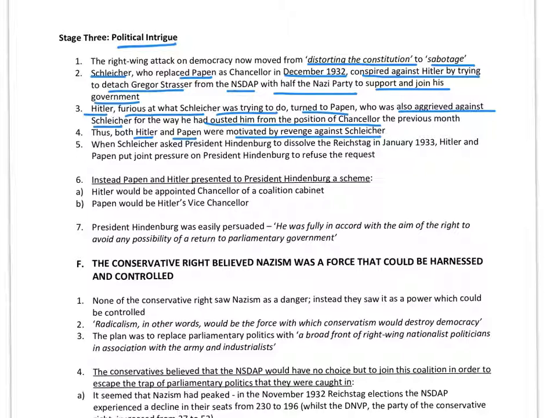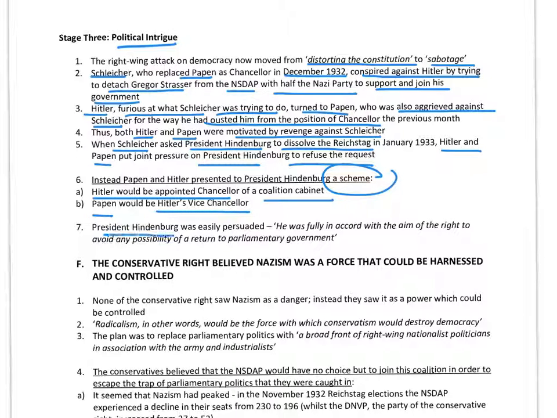So when Schleicher asked President Hindenburg to dissolve the Reichstag in January 1933, Hitler and Papen put pressure on Hindenburg not to do that, because instead they had a plan. And that plan basically was to appoint Hitler as Chancellor of a coalition cabinet with von Papen as Hitler's Vice-Chancellor.